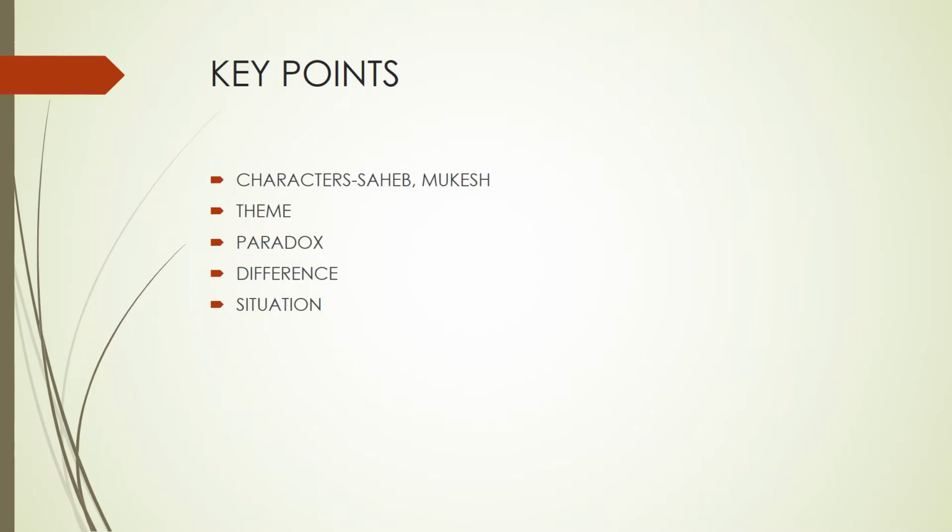So in this lesson, there are some characters involved. One is Sahib and one is Mukesh. In order to solve them, if a question will be asked based on the character sketches, it is important to know about them separately, okay? So this is the lesson Lost Spring, okay?